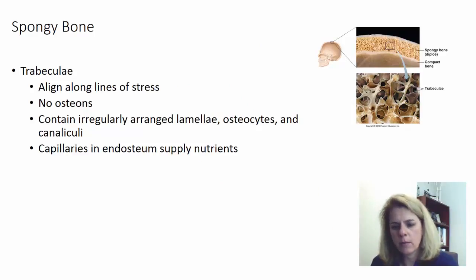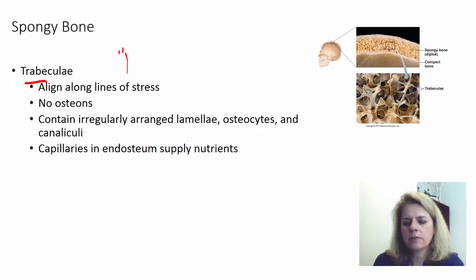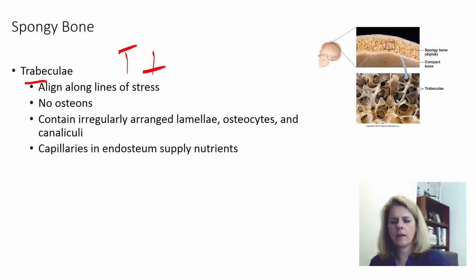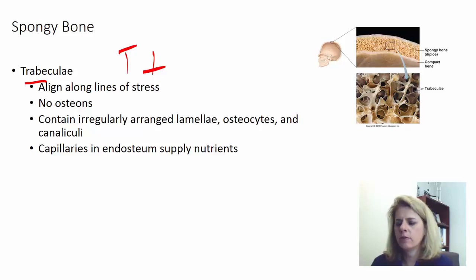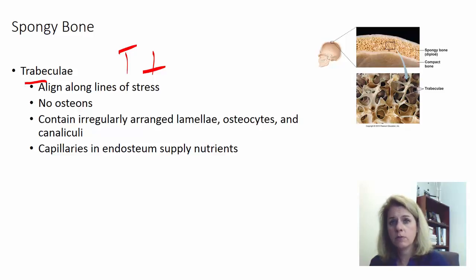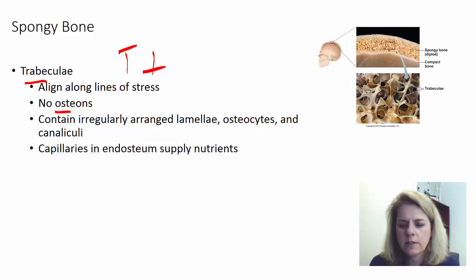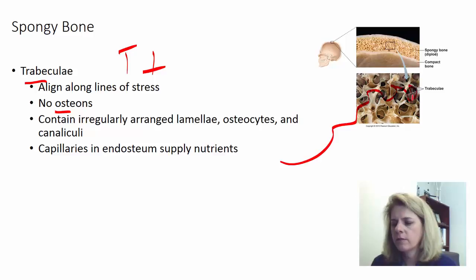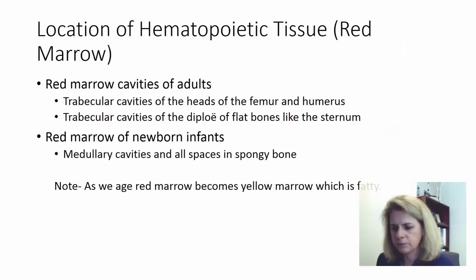All right, so the spongy bone. You have trabeculae, these little T's, and they make this honeycomb-shaped bone, but they also align along points of stress. If you look at a bone, you're going to see a denser amount of trabeculae lining up where the bone is going to have the most stress. So they do provide strength to the bone. They're not as strong as compact bone, but they do provide strength. They don't have osteons. They have an irregular shape, and instead of capillaries going down central canals, you just have capillaries and blood vessels going all through the spongy bone.